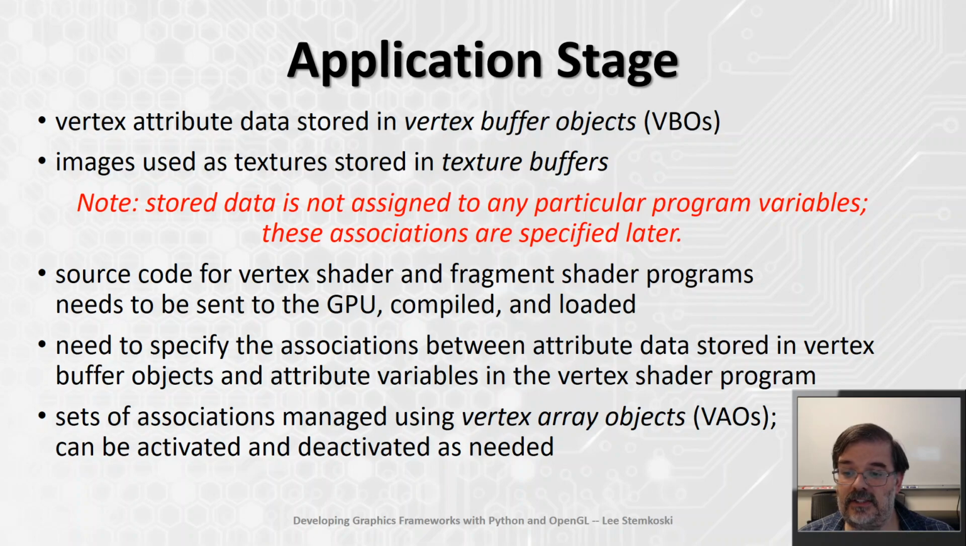So once the necessary data has been sent to the GPU, before the rendering takes place, the application needs to specify these associations. Now, a single geometric shape might have multiple attributes for each vertex. There's the position of each vertex, but each vertex might have a different color. So you might need to work with multiple buffer objects. And again, these will all be managed by vertex array objects.